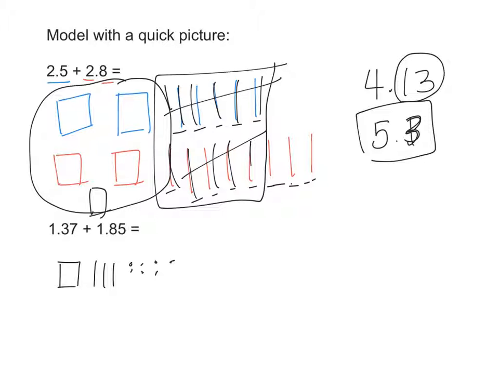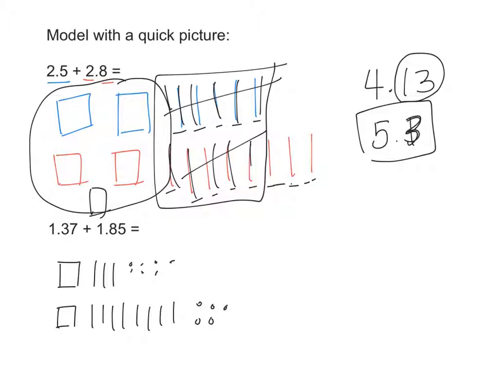Okay. Devina, how do I model 1 and 85 hundredths? 1 one. Okay. 8 tenths. 2, 3, 4, 5, 6, 7, 8. Okay. And 5. 5 what? 5 hundredths. 2, 3, 4, 5. Okay, and then to add it all together, I just need to count up what I have.